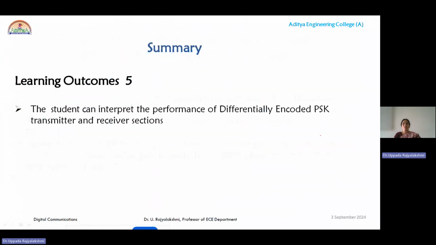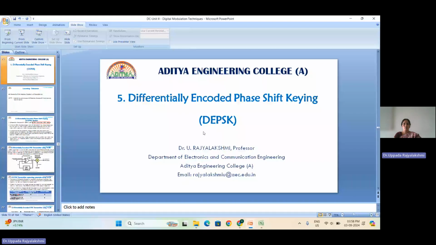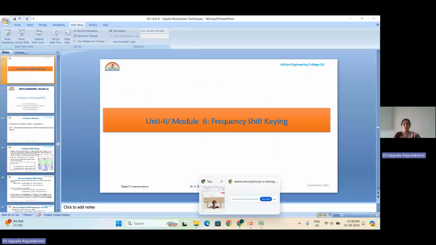So in this module, we have completed the DEPSK transmitter and receiver sections. In the next module, we will discuss the concept of binary frequency shift keying.